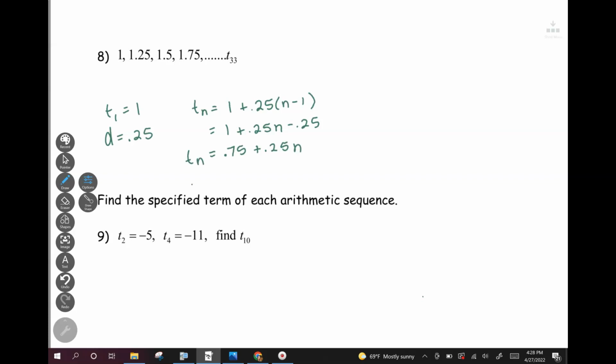And then I'm going to plug in 33 for n to get T sub 33. T33 equals 0.75 plus 0.25, whoops, which comes out to 9.